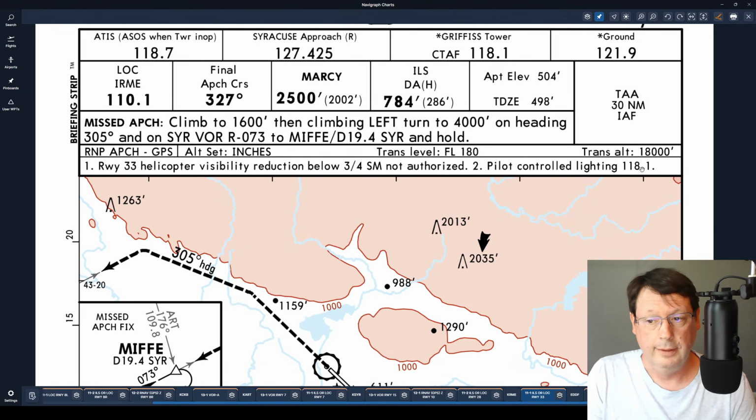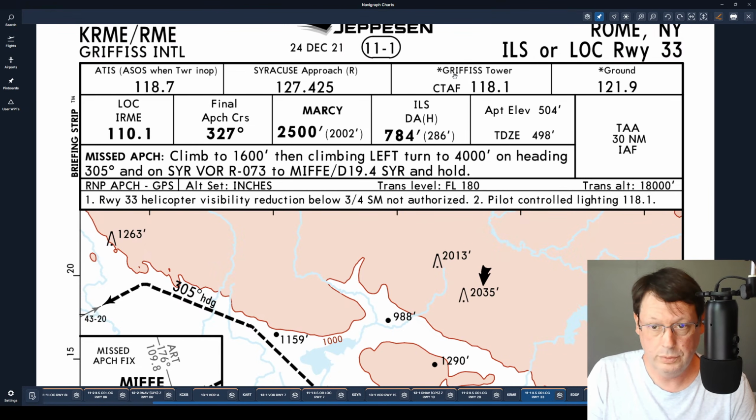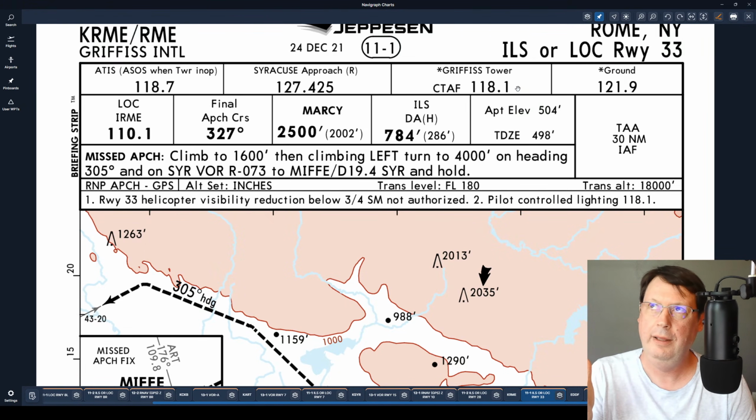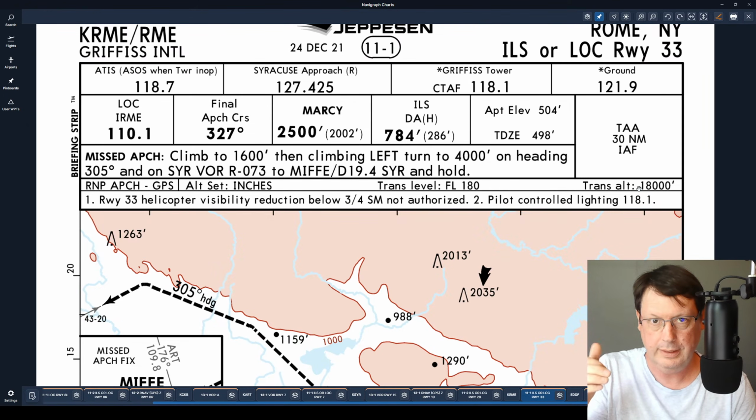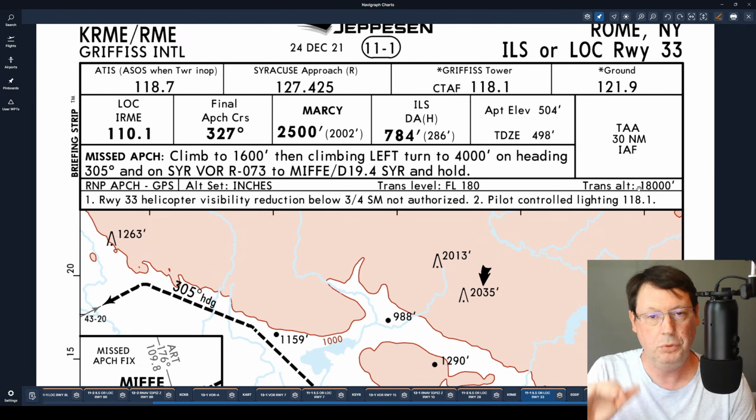This one, on the other hand, is good to know. So if the tower is closed, let's say you're making an approach at night, or in low visibility, and you want to get the runway lights to come up, pilot controlled lighting on 118.1. That's also the tower frequency and also the CTAF frequency when the tower is closed. If I remember correctly, you would tune your radio to 118.1. If you click your radio 3 times, you'll get low lights. If you click it 5 times, you'll get medium lights. And if you click it 7 times, you will get the bright lights.